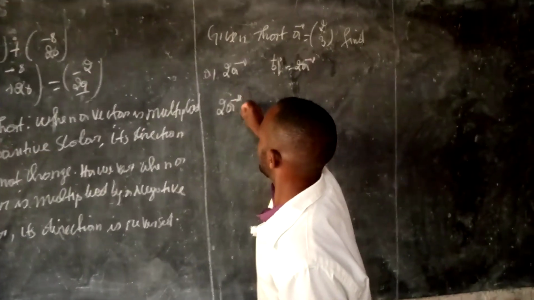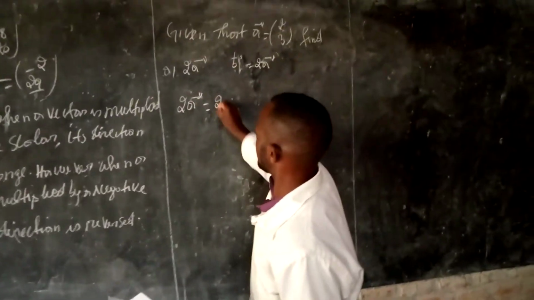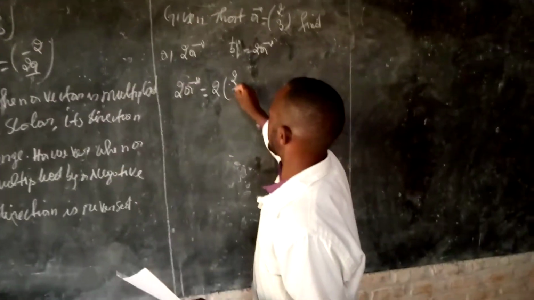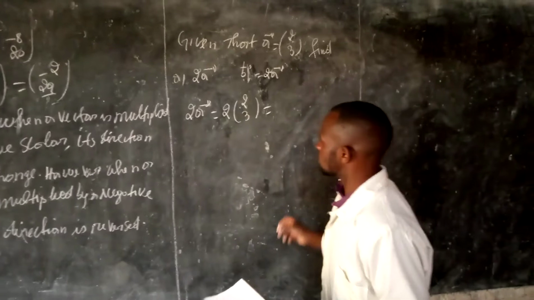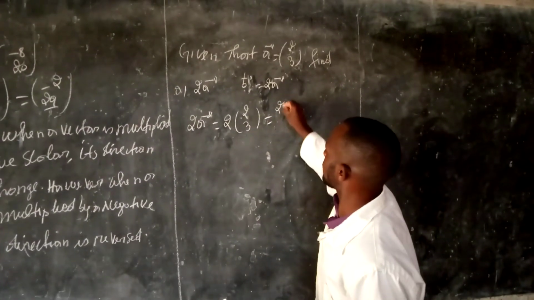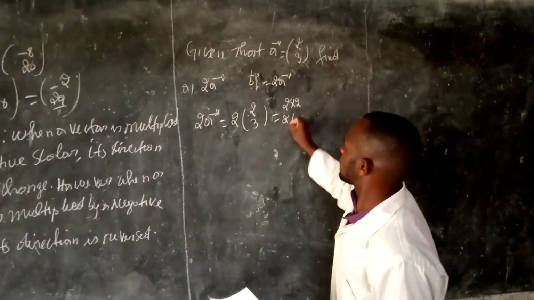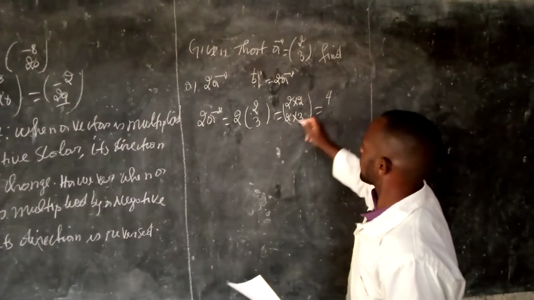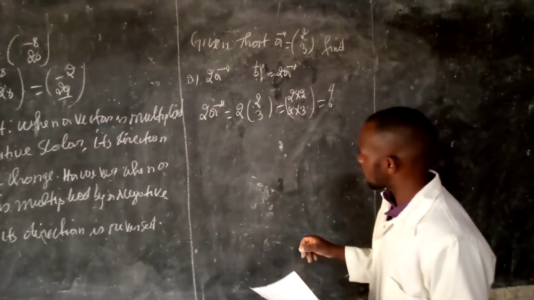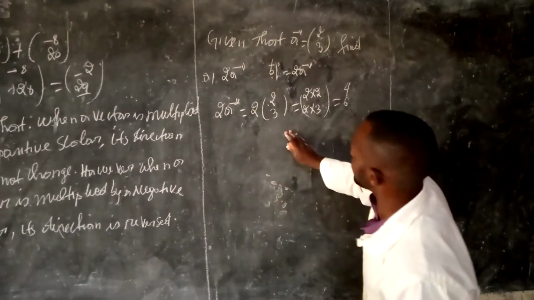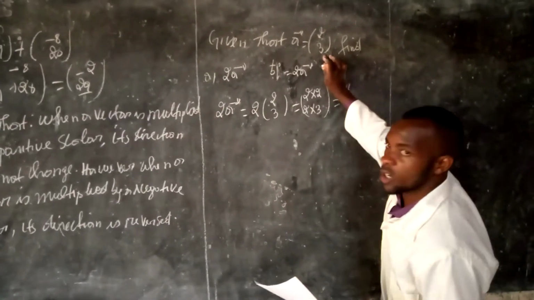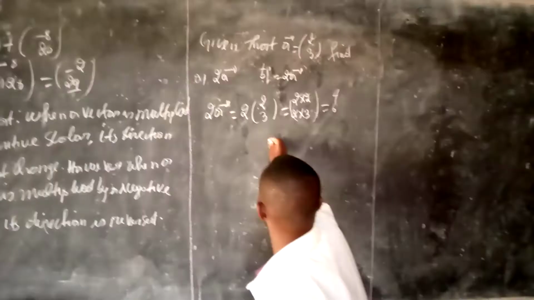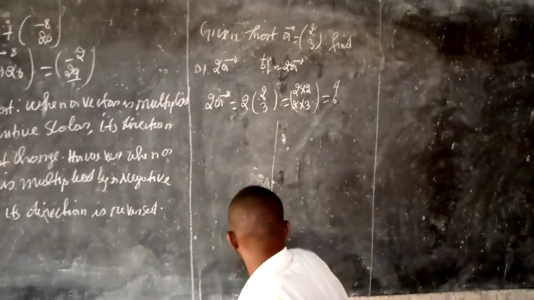2A is equal to 2 times (2, 3), which is equal to (2 times 2, 2 times 3), which is equal to (4, 6). Okay, so now you can represent vector A on a Cartesian plane. Let us show you how to present this vector on a Cartesian plane.